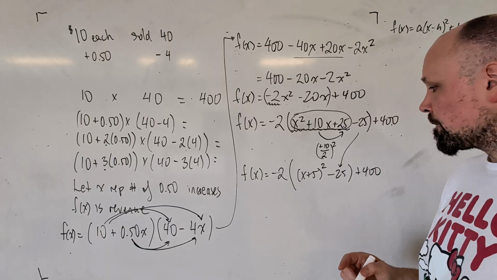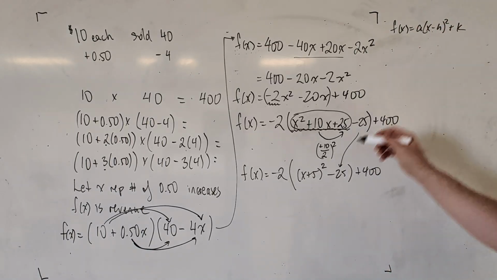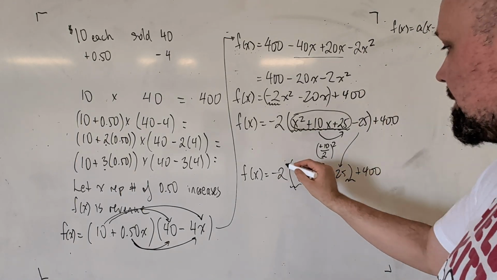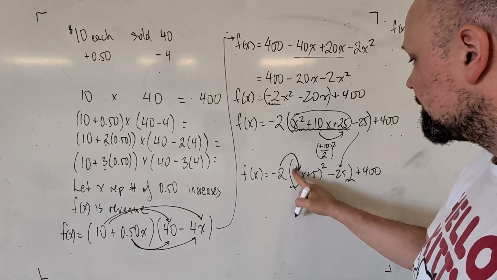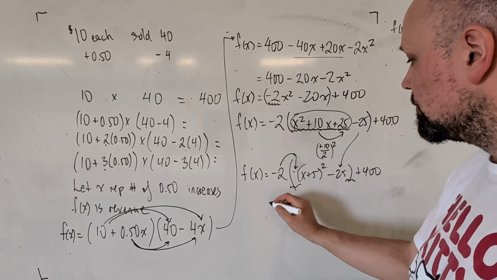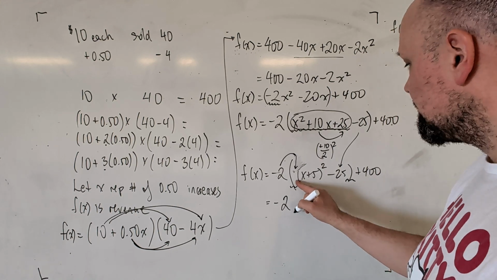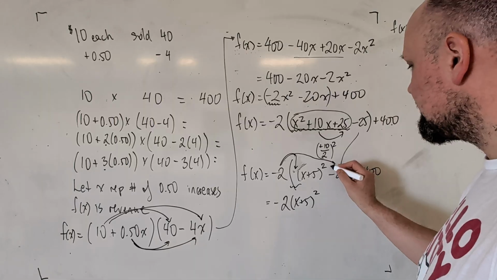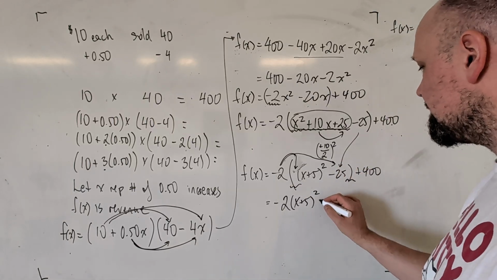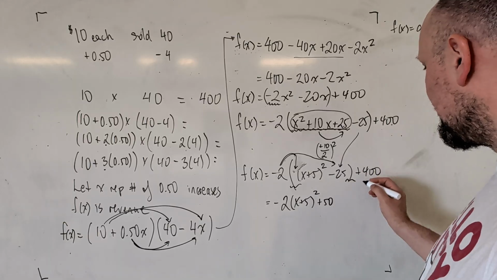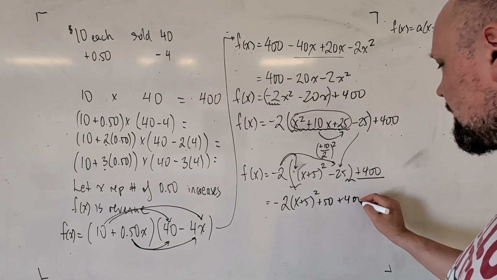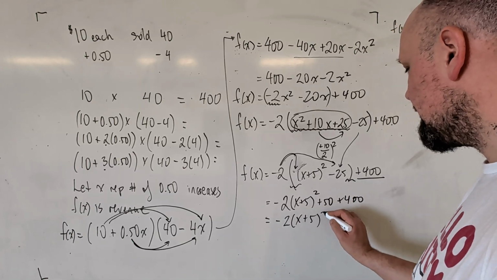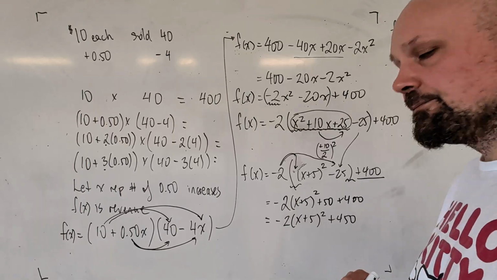Okay? And then the last thing, I don't want this double bracket, so I have to get rid of it by multiplying the -2 back in. This -2 gets multiplied to this bracket, and this -2 gets multiplied to the -25. Well, -2 times -25 is plus 50. And then the 400 wasn't in the bracket, so I'm just going to copy it down. That gives me my function, which is -2 times (x plus 5) squared plus 450. Okay?